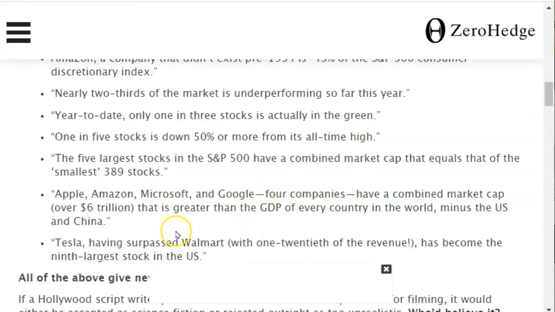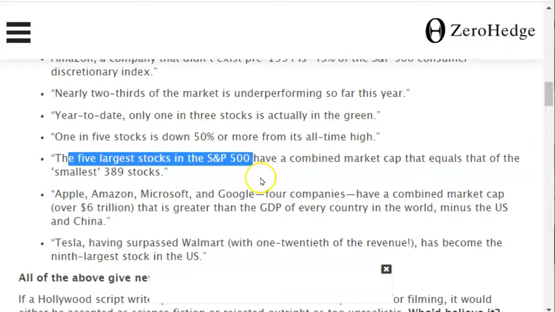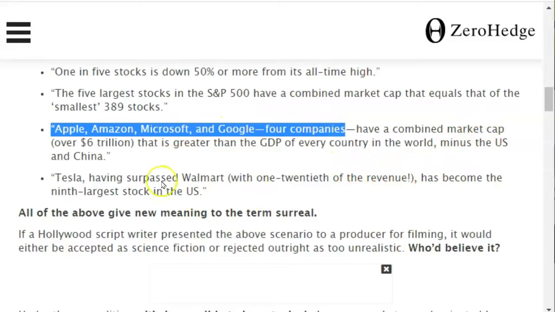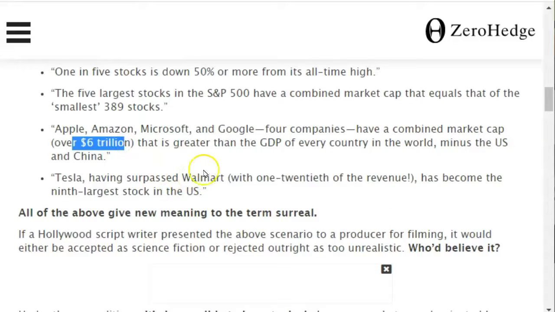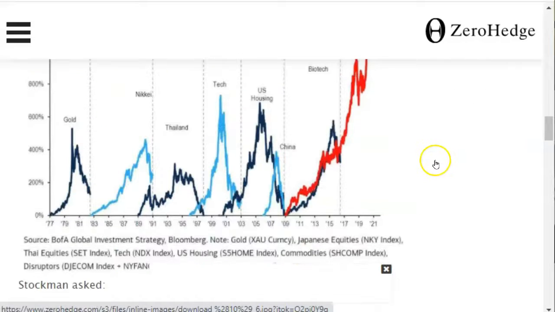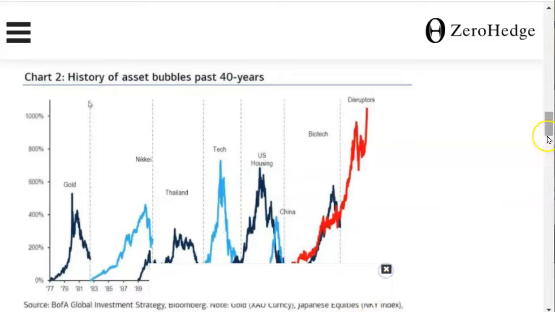And some of the main ones are that the 5 largest stocks in the S&P 500 have a combined market cap that equals that of the smallest 389 stocks. I think there's crazier stats than that. Apple, Amazon, Microsoft and Google, just 4 companies, have a combined market cap of 6 trillion. And it's greater than the GDP of every country in the world, minus the US and China. Tesla, having surpassed Walmart, has become the 9th largest stock in the US. That's some crazy stuff.